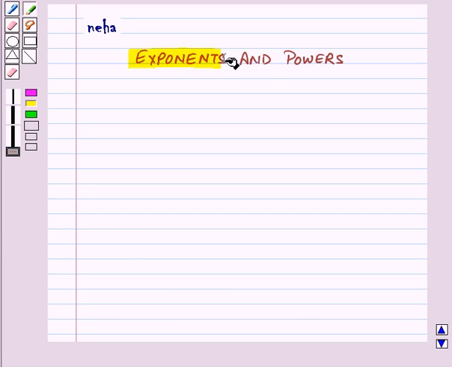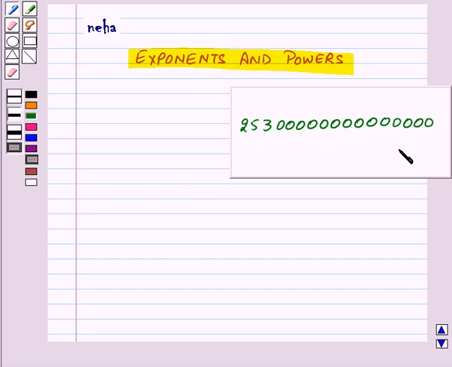Today we will learn about exponents and powers. Try to read this number. Don't you think this is difficult to read this number? So, to make this task easier and simpler, we will study exponents and powers.